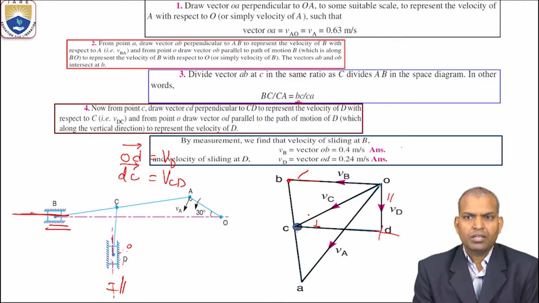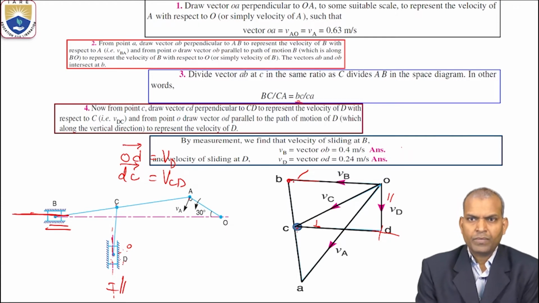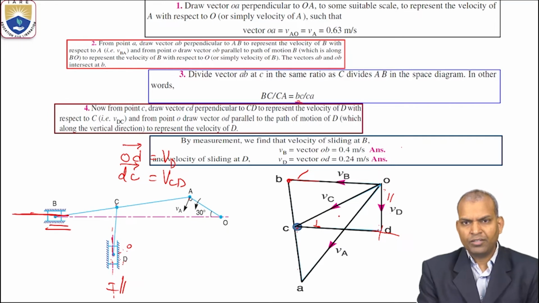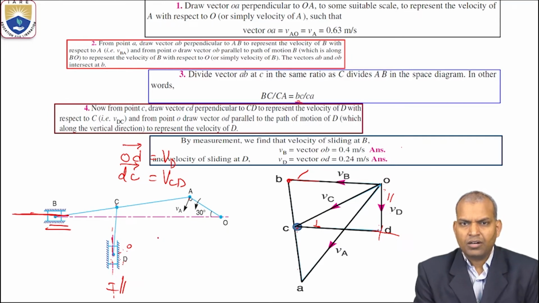of the links are measured. Now by measurement, let us say again, VB, velocity of B. Where is the B with respect to O? This OB vector gives the velocity of B, and VD, that means the velocity of D with respect to O. This OD vector line gives the length of OD, that OD vector gives the velocity of D. And if you measure the AB length, the AB vector gives the velocity of B with respect to A. The CD vector gives the velocity of C with respect to D. Thus we can find the various velocities of all the links in the given mechanism.